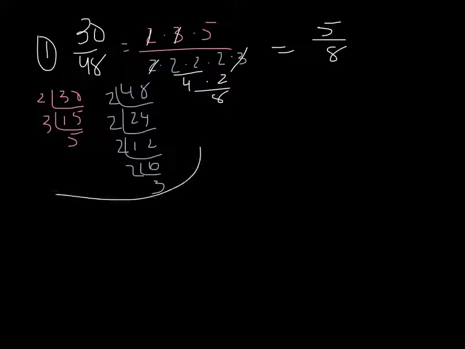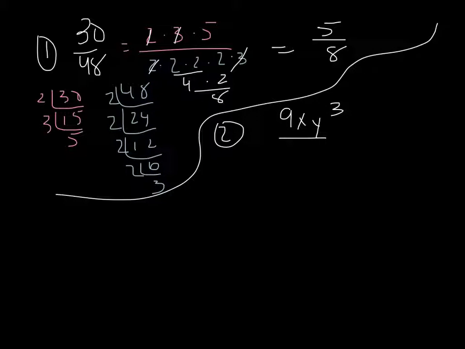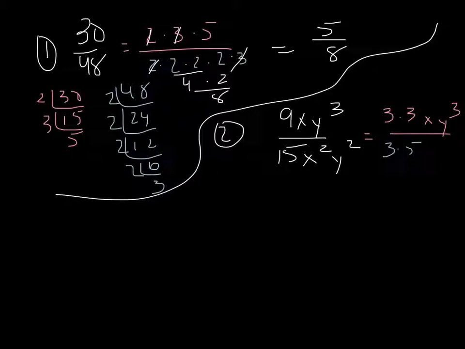Alright, or we could have something like this, where I have 9xy cubed over 15x squared y squared. Alright, and so we can prime factor those if you want to, or you can look at the GCF, xy cubed, and then it's 3 times 3 on top. And on bottom you get 3 times 5x squared y squared.